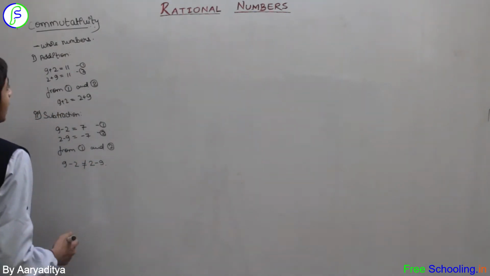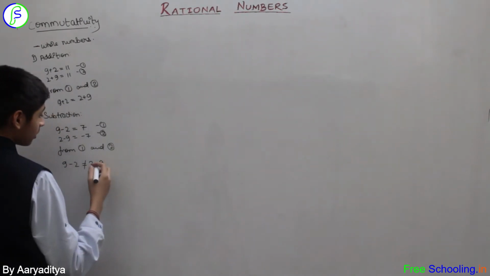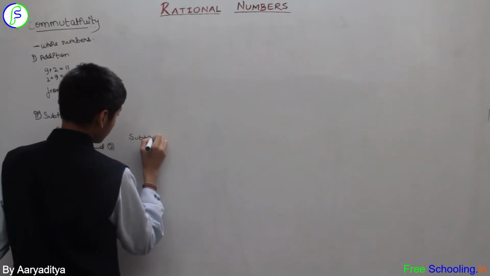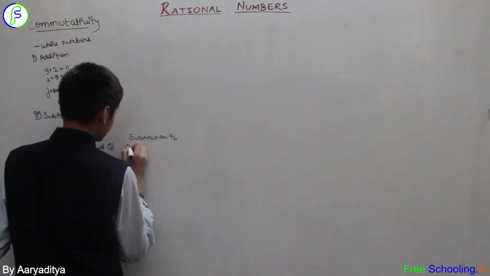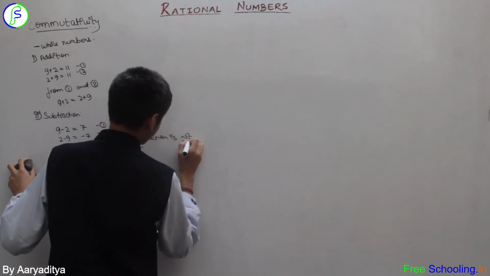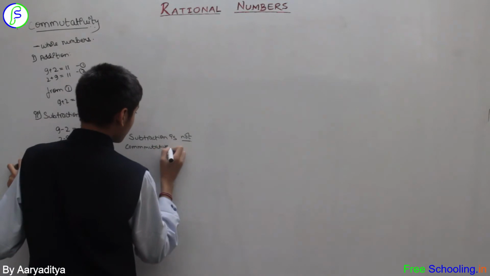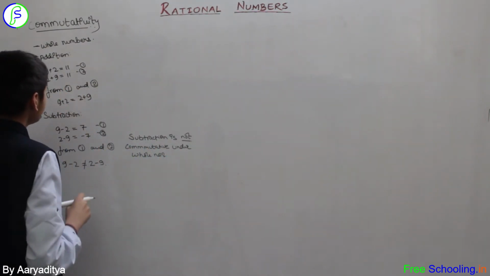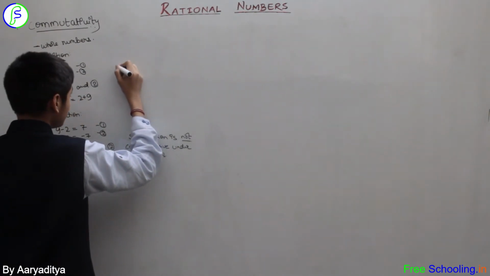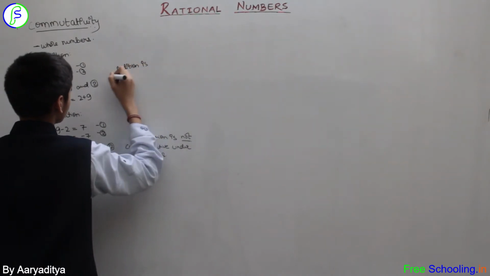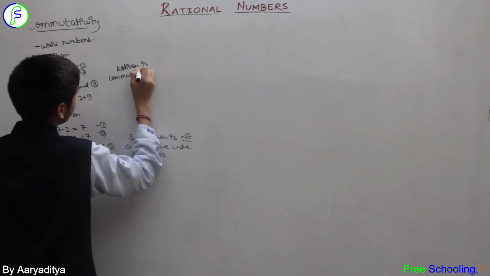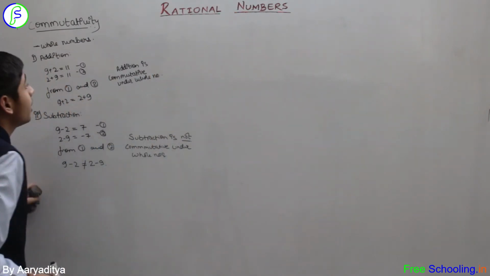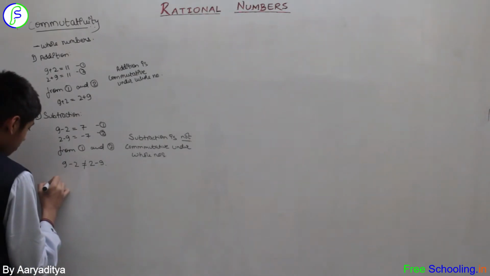Okay, so we will be writing that subtraction is not commutative under whole numbers. Similarly, as the equation was verified, we can write for addition that addition is commutative under whole numbers. And now we proceed to multiplication.